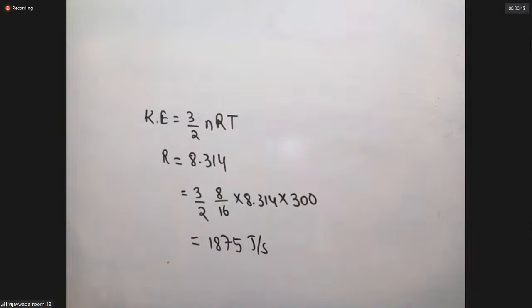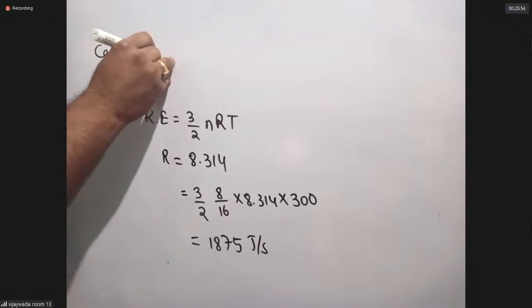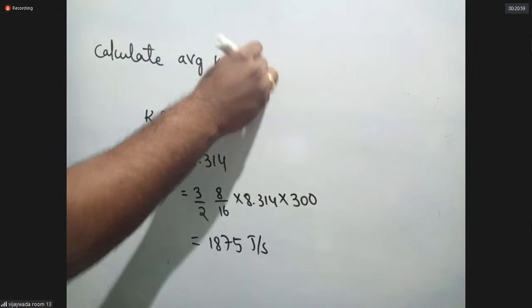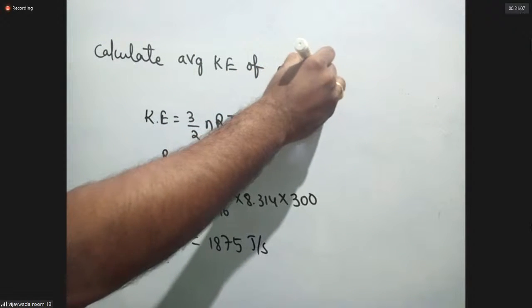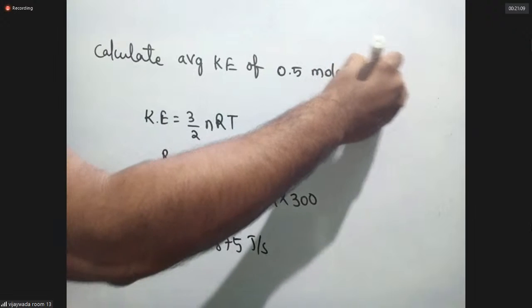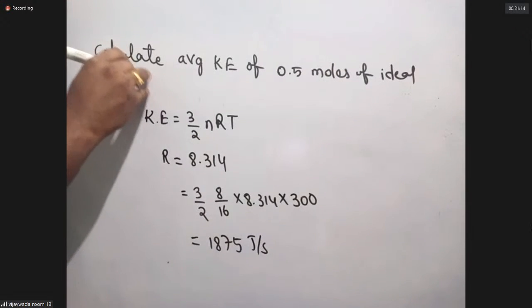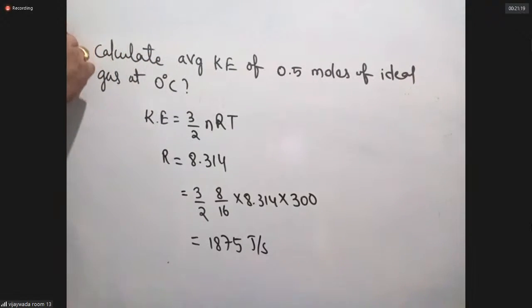Next, calculate the average kinetic energy of 0.5 moles of ideal gas at 0 degrees Celsius.